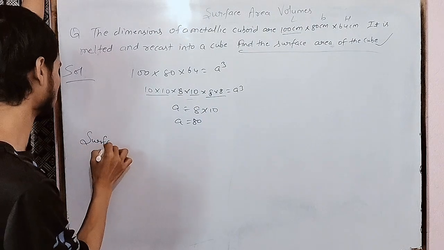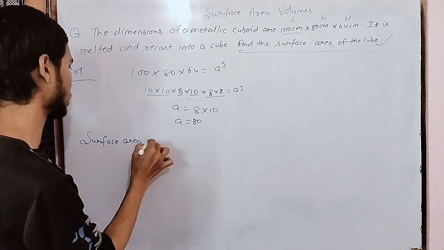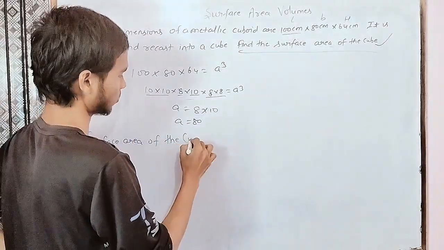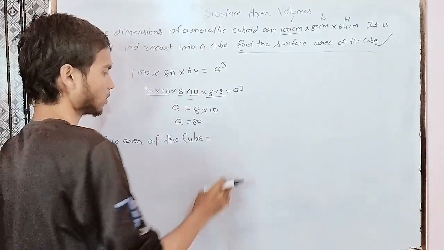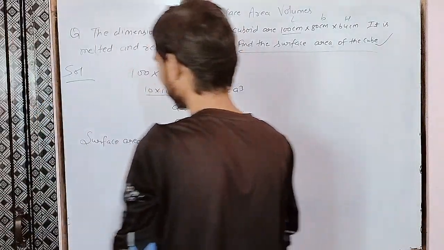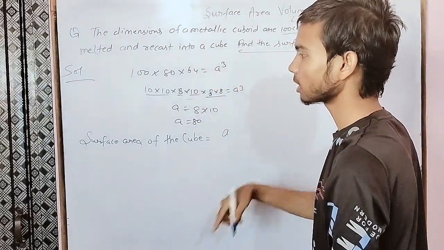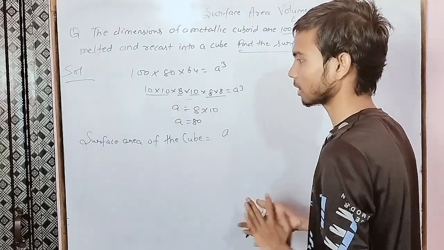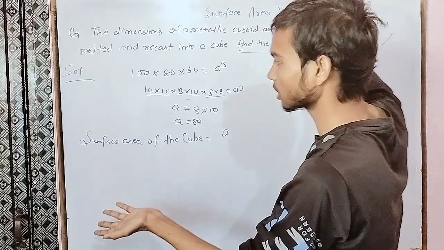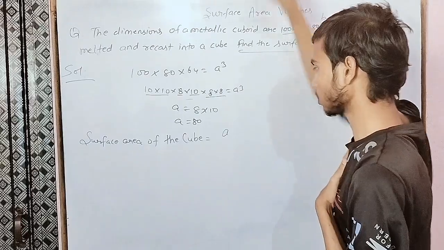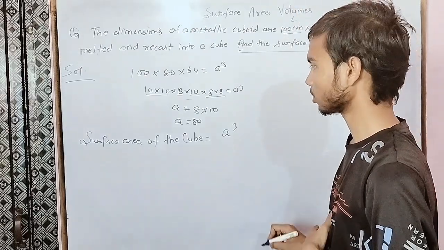So the surface area of the cube would be here. It is not saying lateral surface, and it is also not saying to find the total surface, so we will assume that it is saying the total surface area. Okay. So here it will be A cube.